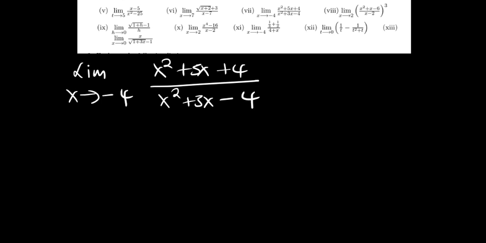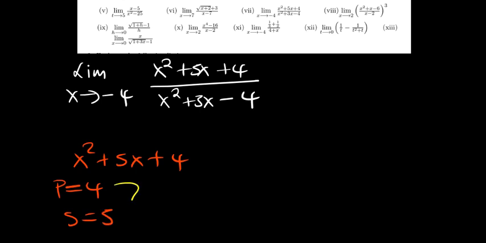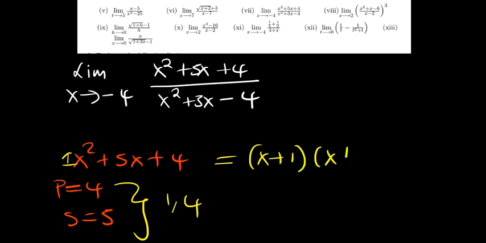So the first one, the numerator is x squared plus 5x plus 4. The product here is a 4. The sum is a 5. Think of two numbers that you can basically multiply to give you a 4. You add them, they give you a 5. So basically we have 1 and a 4. 1 times 4 is a 4. 1 plus 4 is 5. So whenever you've got a coefficient of 1, you're going to have x plus 1 and then x plus 4 directly.